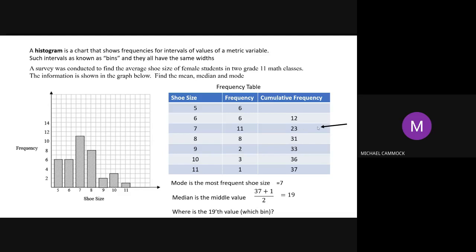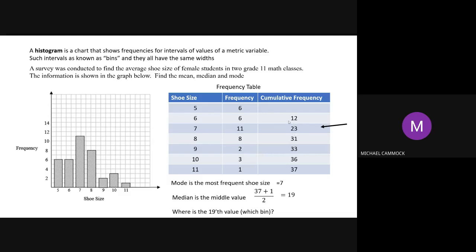And I'm pointing to the bin, right? I'm not saying it's the first or the second student in this group. It's somewhere inside this group. The 23 students that I have so far, one of them is the 19th student. I got to 12 when I had the first 2 groups, which means I didn't reach 19 yet. I have to keep going and add that 11 and see if somewhere in there is a middle student.